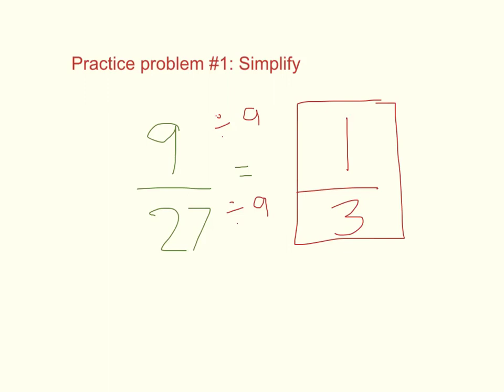If you got the answer 3/9, you probably divided by the number 3. And if that's the case, I hope you took it one step further by dividing by 3 again on both the top and the bottom to get the answer of 1/3.